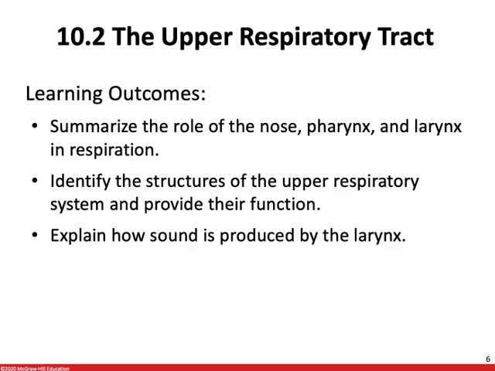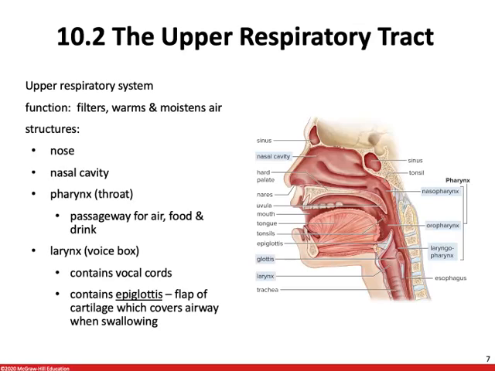So now that we've done an overview, we're going to start to break down each of these components of the respiratory system, starting with the upper respiratory tract. So the upper respiratory tract is going to include the nasal cavities, pharynx, and larynx. So this whole region right up here.